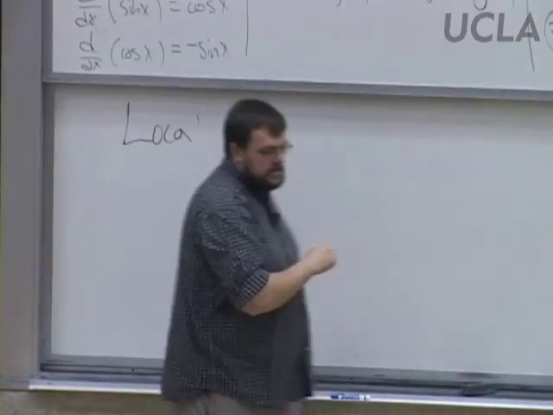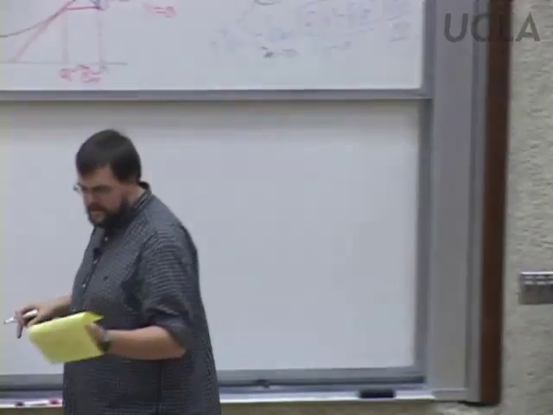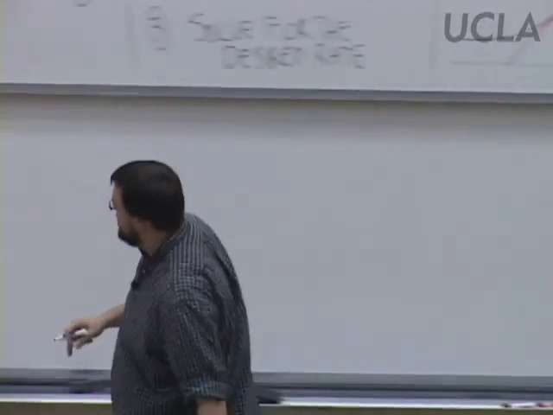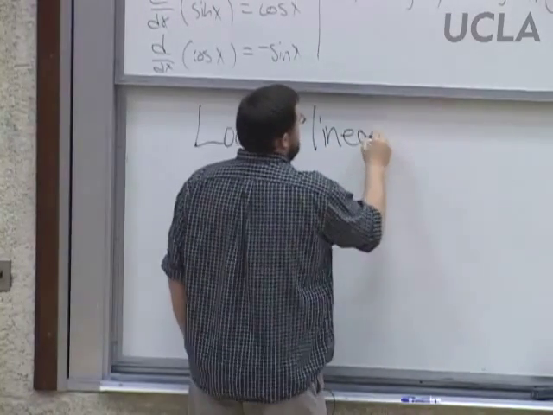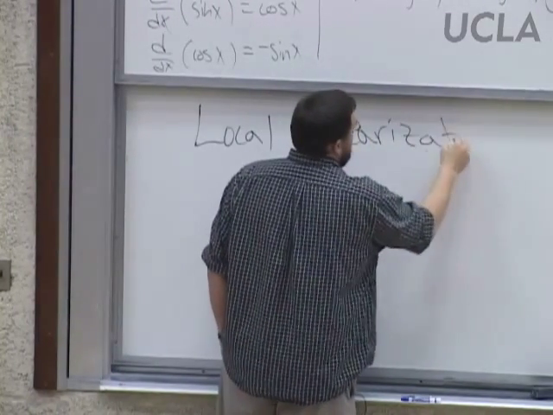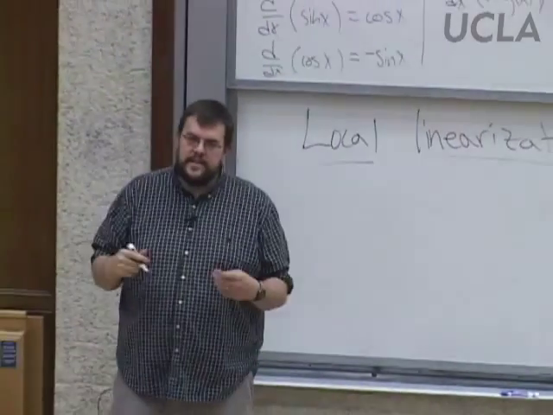Let's see, what does it call it? There's a few different names depending upon what book you read. All right, well, I'm going to call it local linearization. I think the book just calls it linearization. And we essentially did an example of this last time, too. I just didn't call it that.